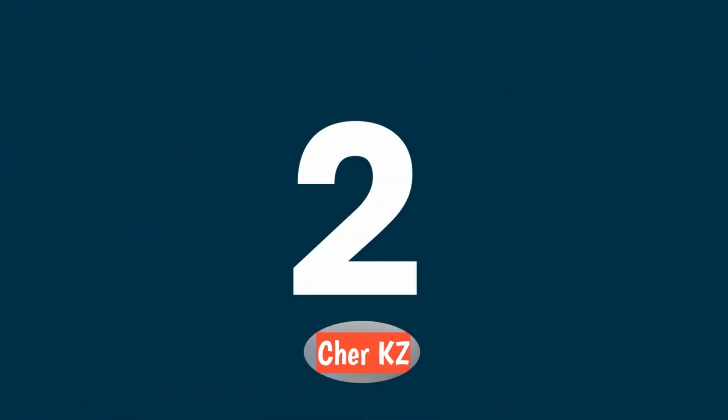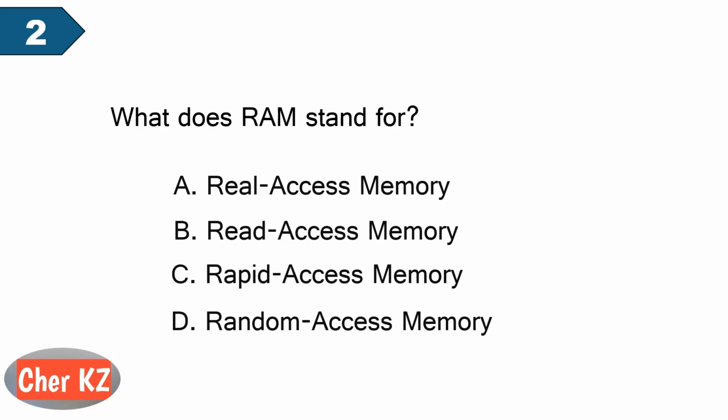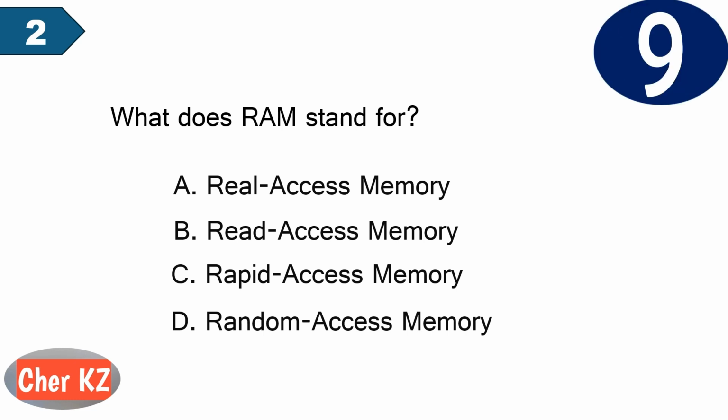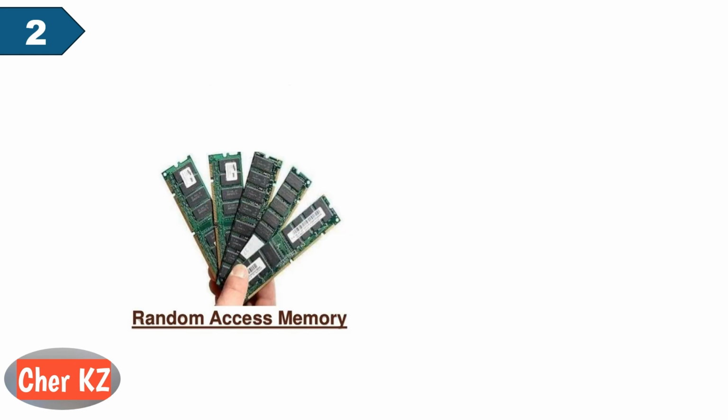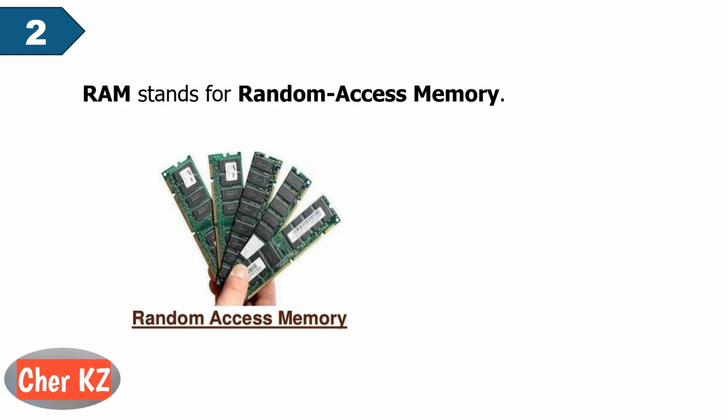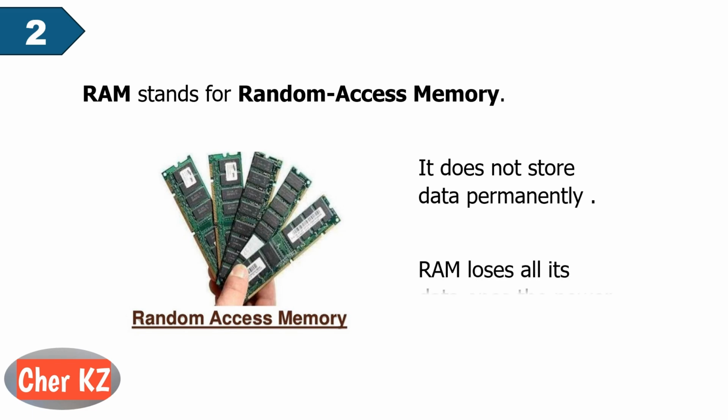Question number 2. What does RAM stand for? The correct answer is letter D. Random access memory. RAM stands for random access memory. It does not store data permanently. RAM loses all its data once the power is turned off.